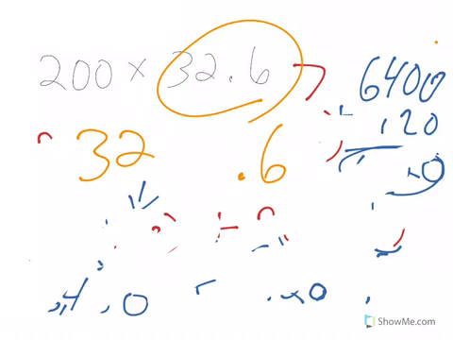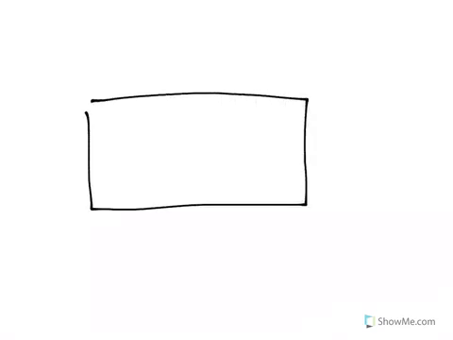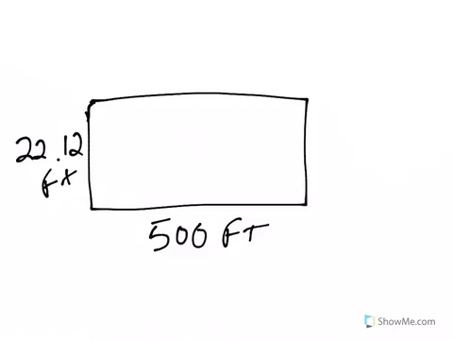Let's look at another example, and this comes straight from Eureka Math. I'll give you a rectangle. Not bad, right? Corner could meet there. Okay, let's say this side is 22 and 12/10 feet long. We're going to say this one is 500 feet. I'd like to ask you to determine the area of this rectangle. Let's say this is a patio.